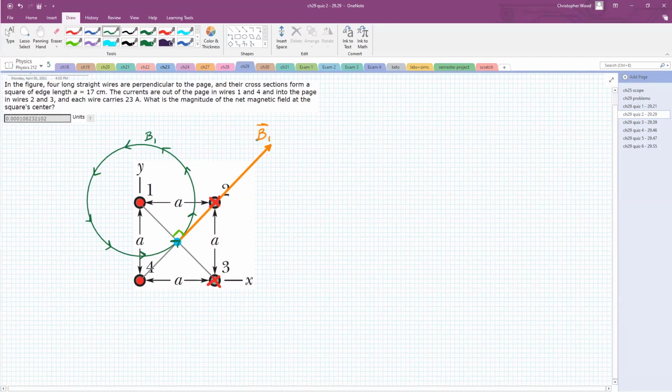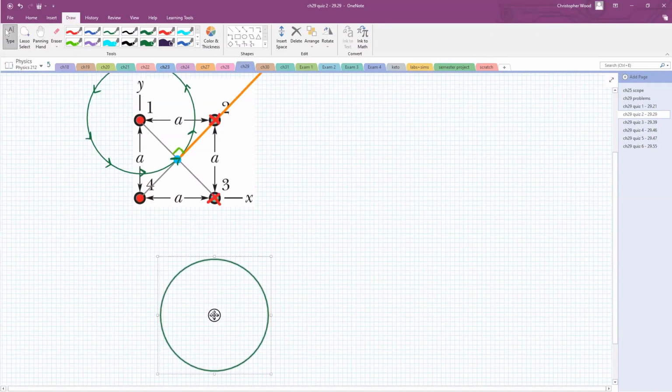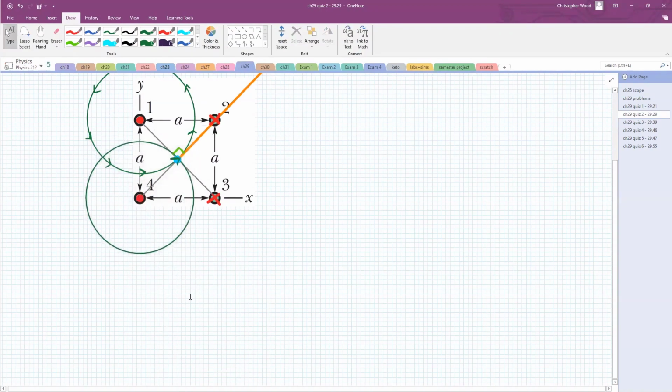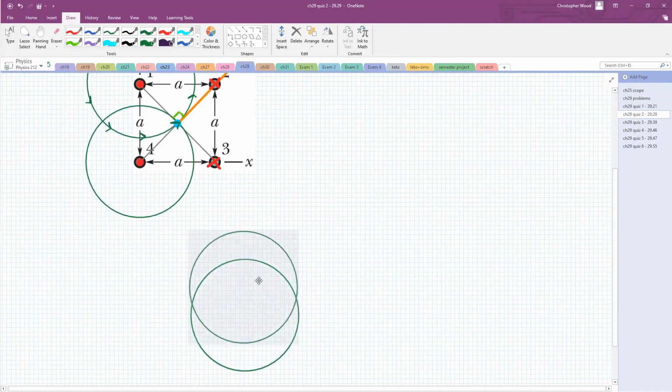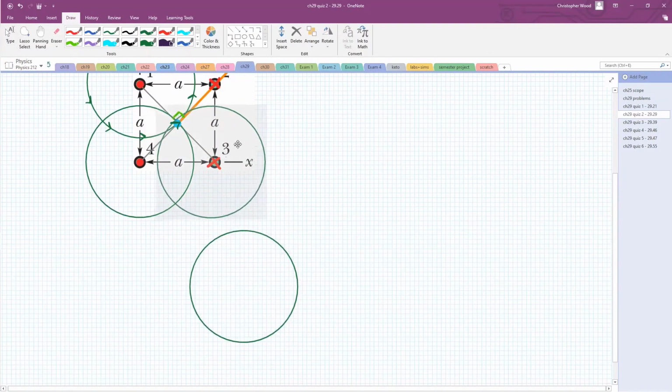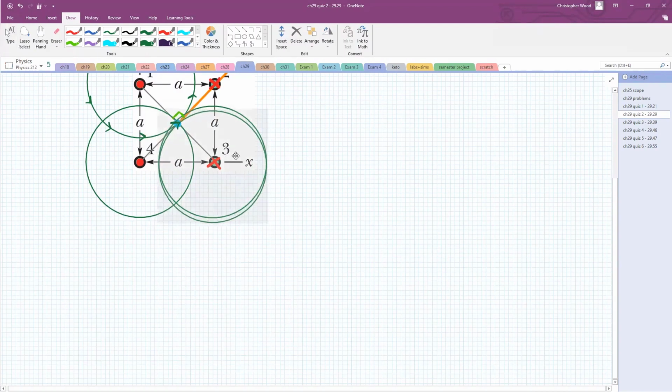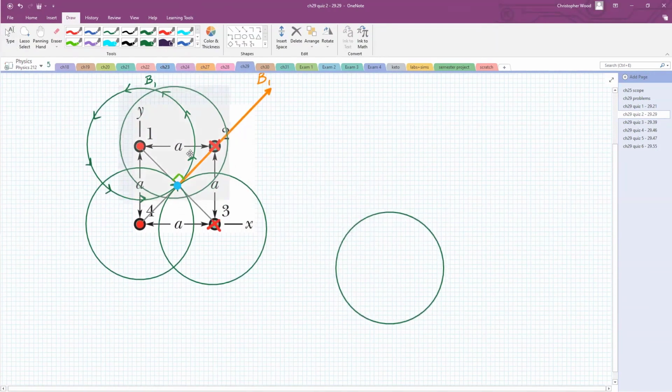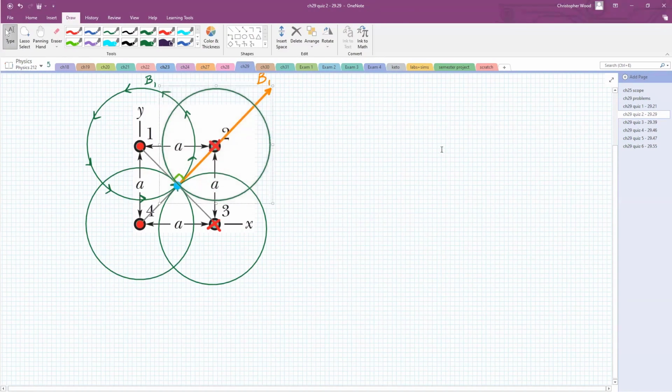So if we play this game a bunch more times, which we will, but fast tracking a bit, I can take advantage of symmetry. I'll play the same game for my bottom wire, and for my wire number 3, and for my wire number 2. And that's probably a decent enough drawing. Okay. The only thing we have to worry about now is the direction of these field lines.